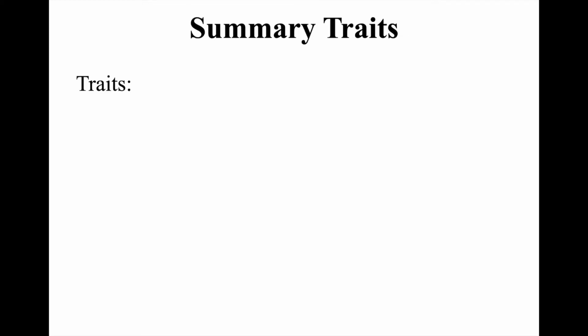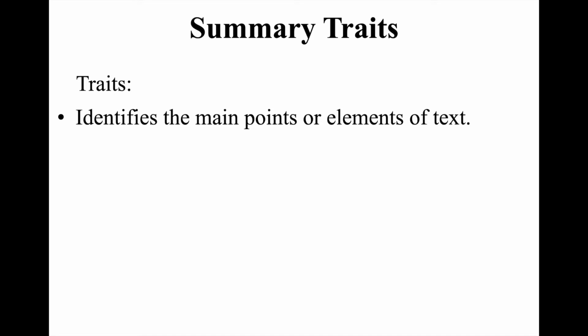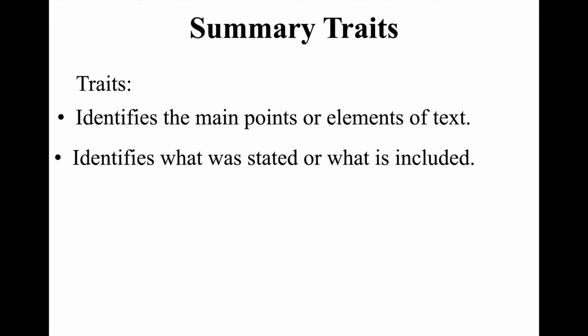So what are the traits of a summary? What makes something a summary? A summary identifies the main points or elements of a text. So the main things that are either in an article, in a book, in a movie, in an interview, in a conversation, whatever it is, the main points that are trying to be conveyed, those need to be in a summary. It identifies what's stated or what is included. So if there's something important that's claimed in it, that needs to be in there.